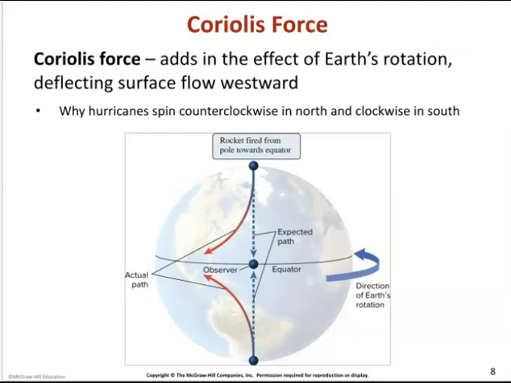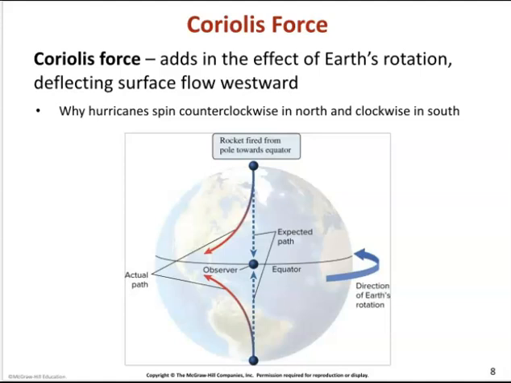So another thing we need to look at is the Coriolis force. And this adds the effect of the Earth's rotation to the weather patterns. One of the things we see is that because the Earth rotates, it deflects the flow of wind off the surface. And so because of this rotation, we see hurricanes that come, and in the northern hemisphere, they spin counterclockwise, but in the southern hemisphere, they spin clockwise, and that's all because of the direction of the Earth's rotation and the tilt of the axis.